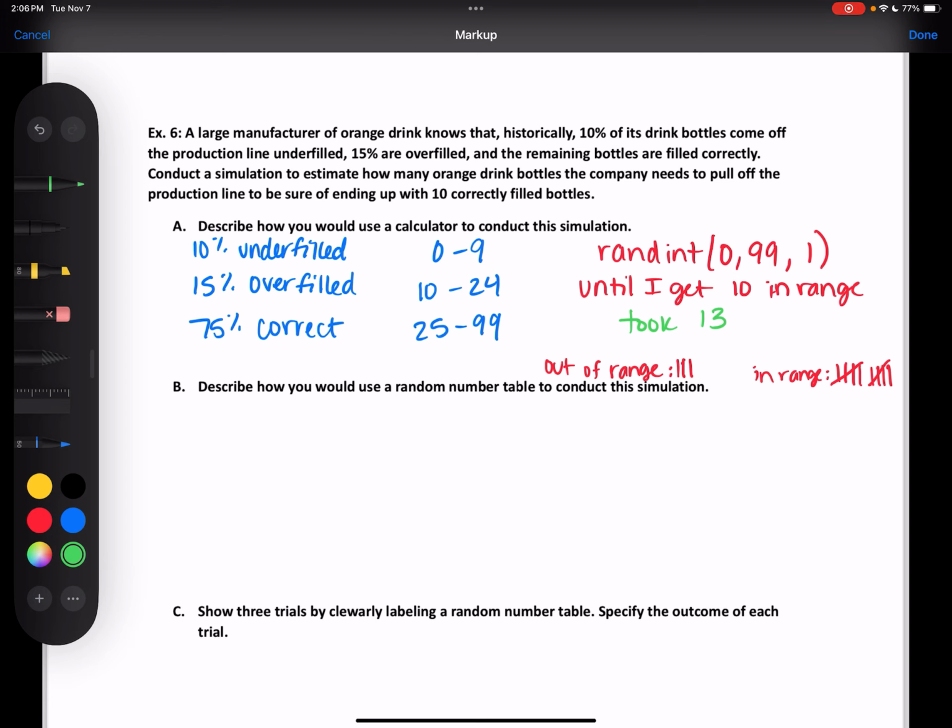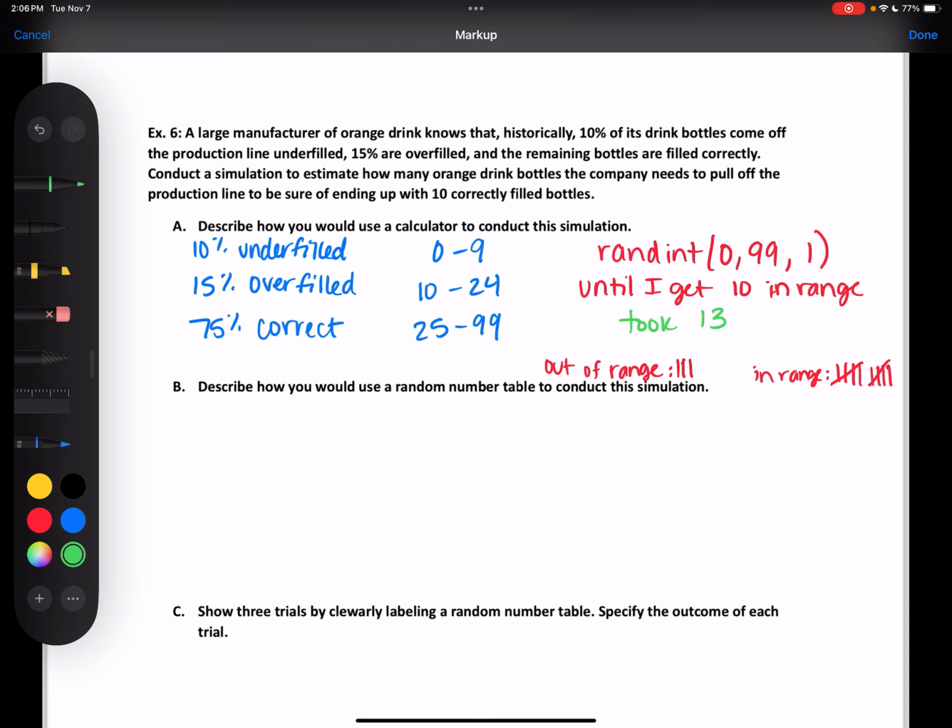Yours was also 13. Took me 12. Oh, Peyton got 12. Josh, 14. Nathan, 15. Ooh, Nathan's took the longest. All right, so that's what we would do on the calculator.